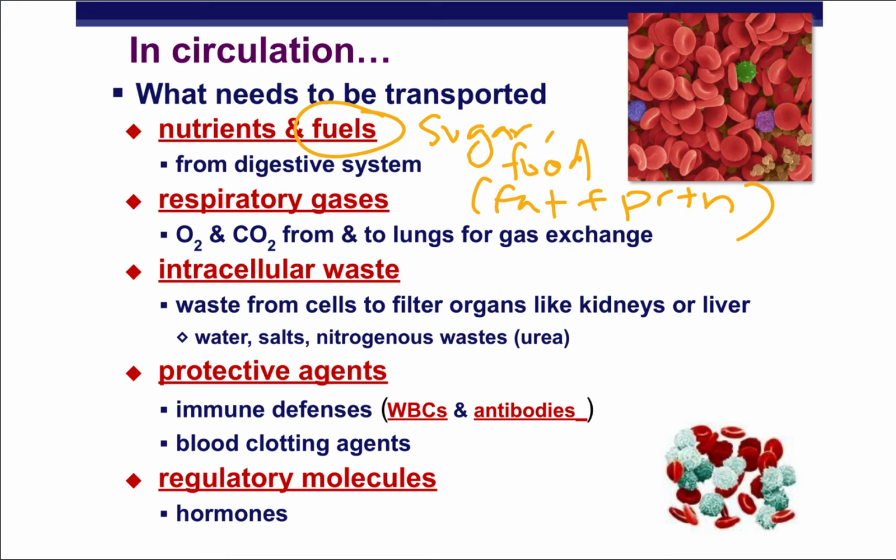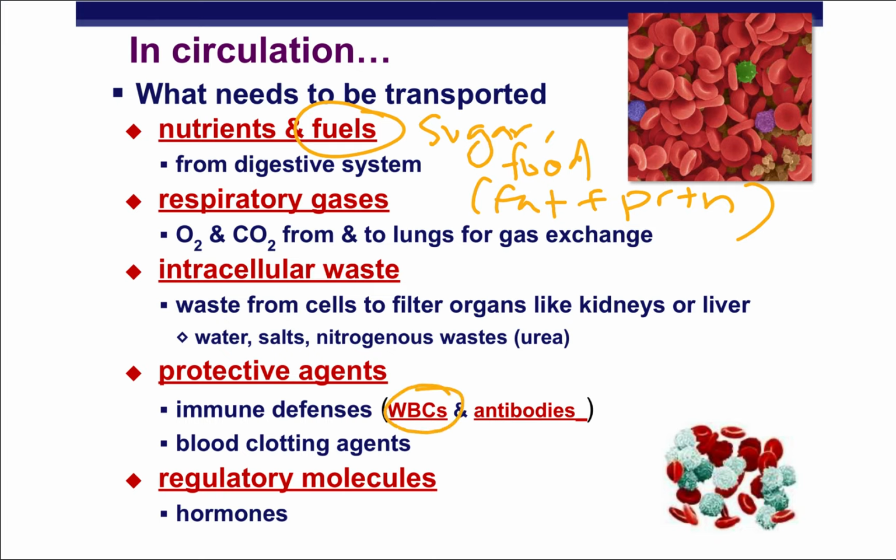It also helps move around cellular waste. So waste in your cells get to leave the cells and get into the bloodstream, where it can then be sent to the garbage dump, i.e. your liver, your kidneys, the organs that help remove the waste and get it out of your body. It also helps circulate protection.